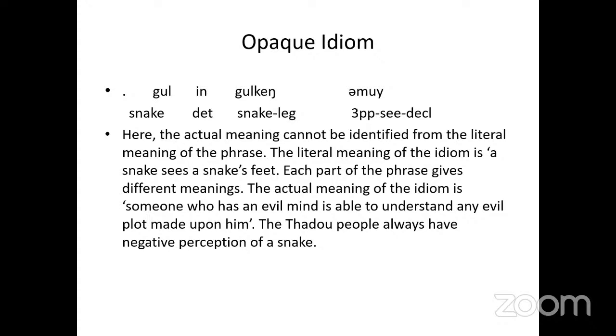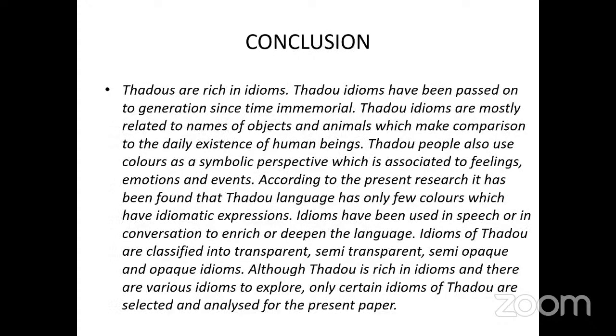The actual meaning of the idiom is someone who has an evil mind is able to understand any evil plot made upon him. The Thado people always have a negative perception of a snake. Okay, that is the last example of open idiom.